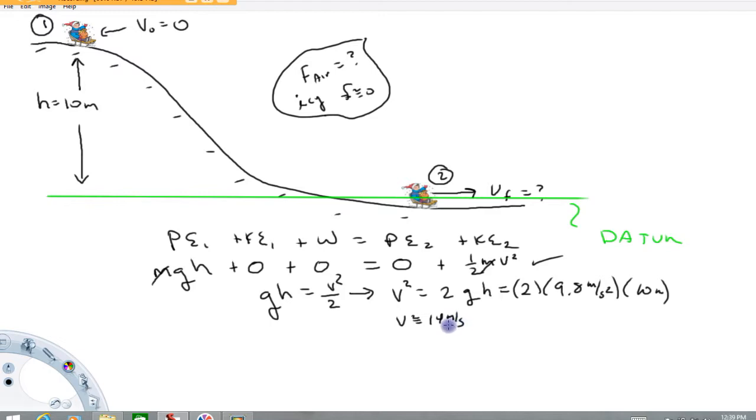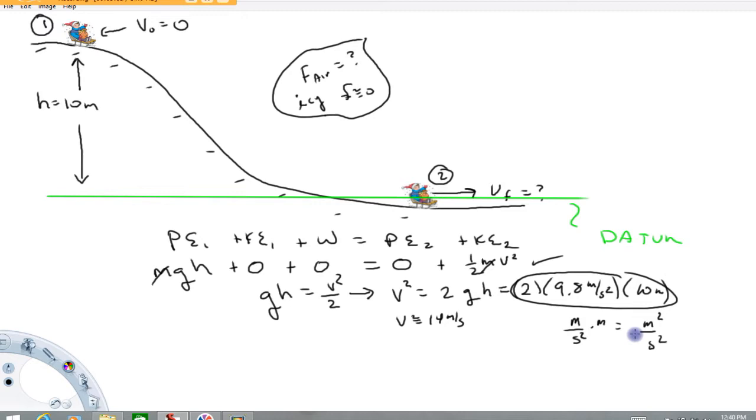Now, unit-wise, it's very important to pay attention to units. The 2 doesn't have any units. The 9.8 has units of meters per second squared. I'm just going to take a look at this off to the side. And we're multiplying that by meters. So we end up with meters squared over seconds squared for the units on this calculation, because it's v squared equals, that's exactly what we're looking for. And then by the time you square root that, you get meters per second.